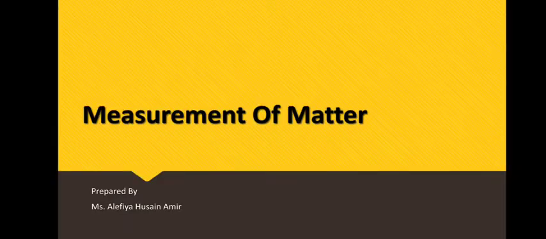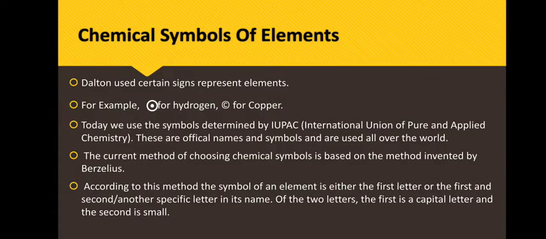In today's video lecture, we are going to continue a topic from the chapter Measurement of Matter. So, starting with chemical symbols of elements. Now, Dalton used certain signs which represented certain elements. For example, a circle with a dot inside it for hydrogen and C for copper, right?